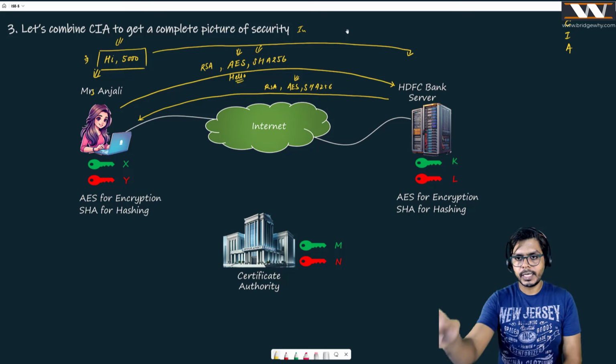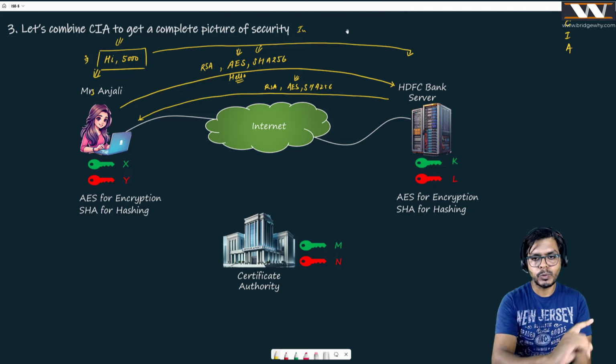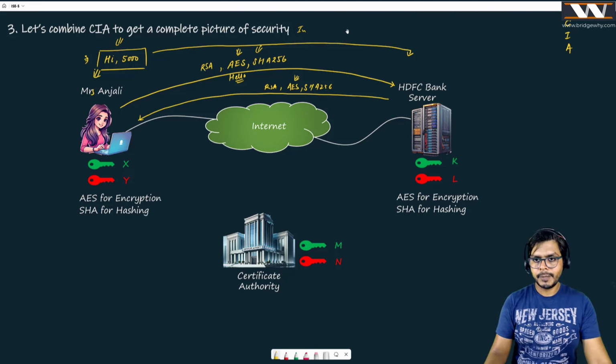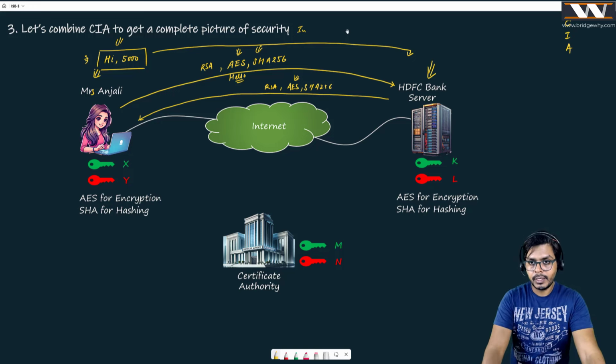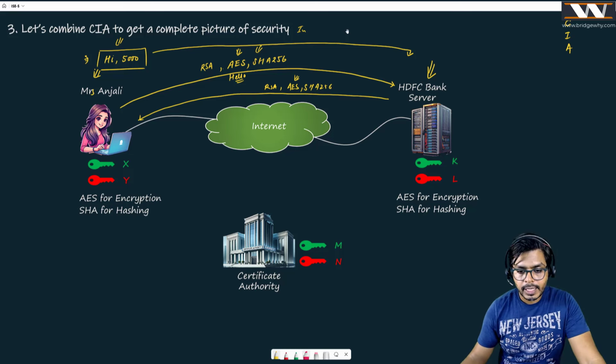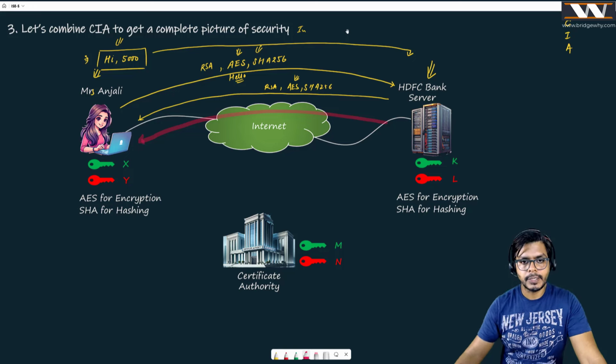Anjali said hello to the HDFC Bank server. The HDFC Bank server said hello to Anjali. But along with that, the HDFC Bank server is so sure about it that it does not want this communication to be compromised. So it is more, what we can say, concerned about this communication. And it is sending its certificate to Miss Anjali.